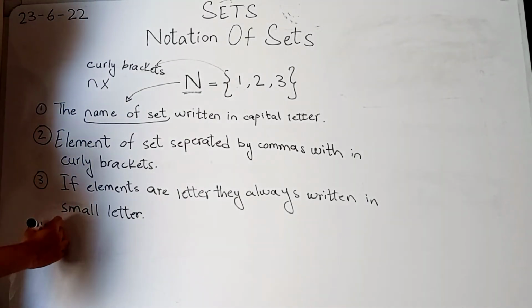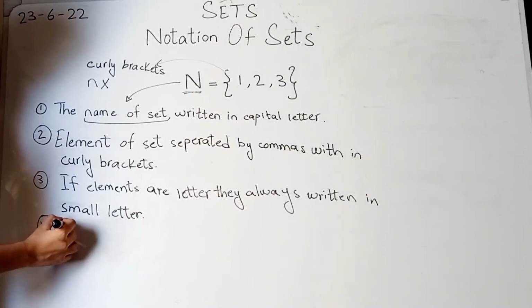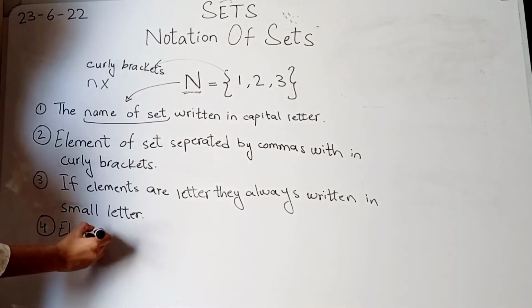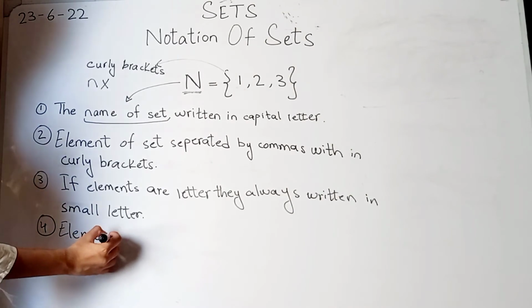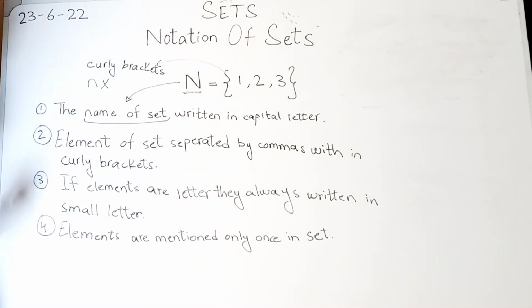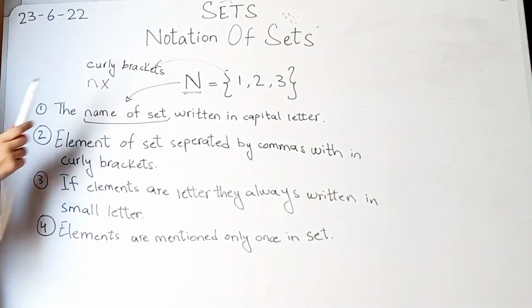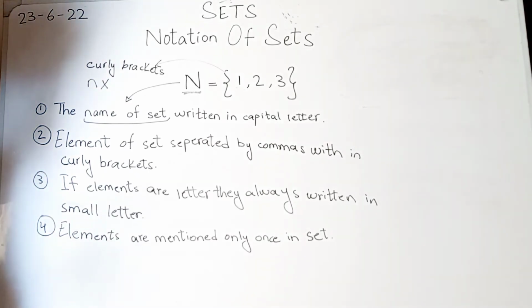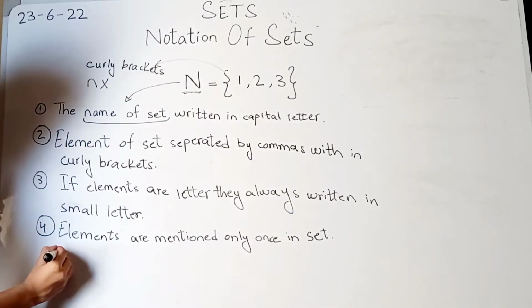And the fourth notation says that if there are repeating elements in any set, we will write the element only once. We have seen the example of notation 1 and 2, the name of the set and the elements separated by commas. Let's take an example for the third and fourth notation.